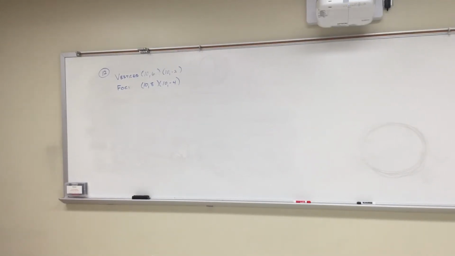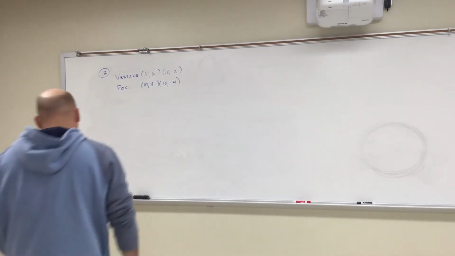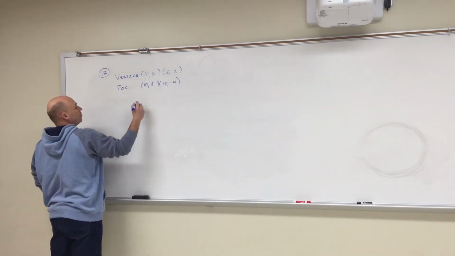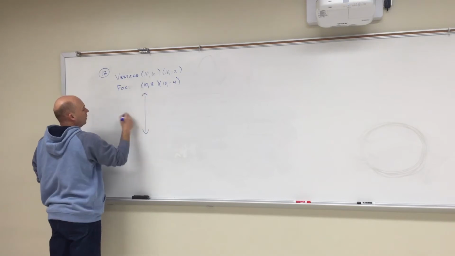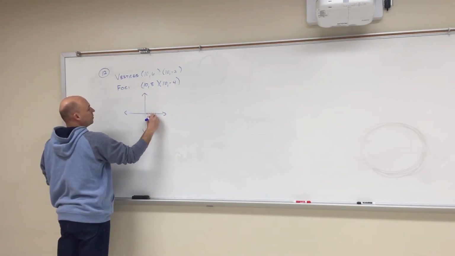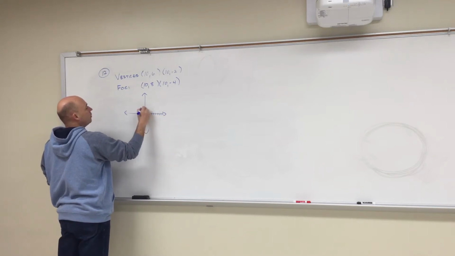Okay, so we are now going to write an equation of a hyperbola. To write the equation of a hyperbola, the first thing I'm going to do is graph it. I'm all about graphing things and making things in pictures. So 1, 2, 3, 4, 5, 6, 7, 8, 10.